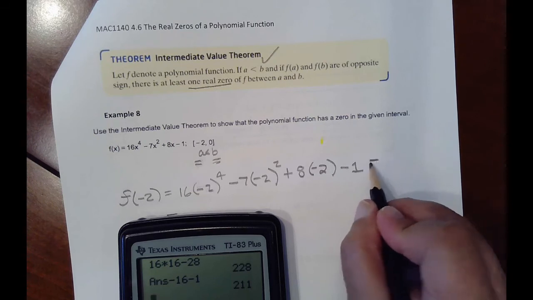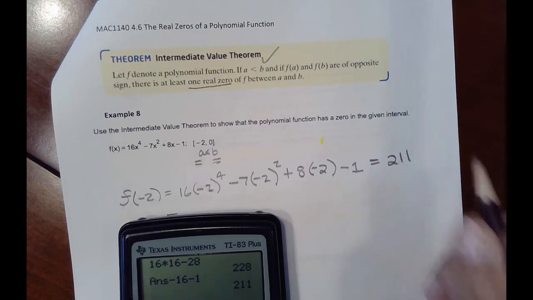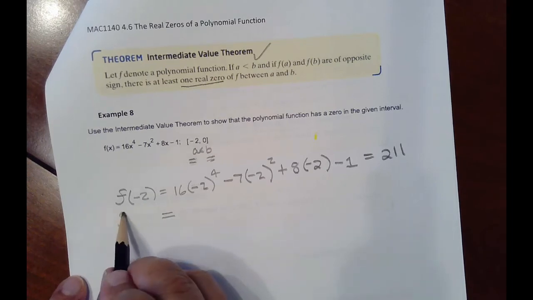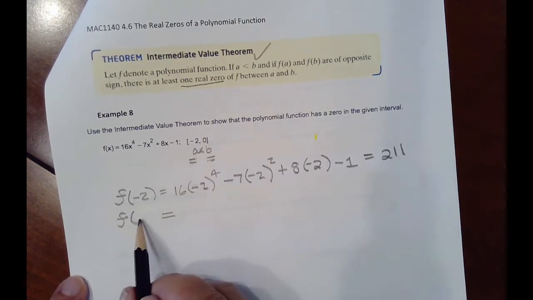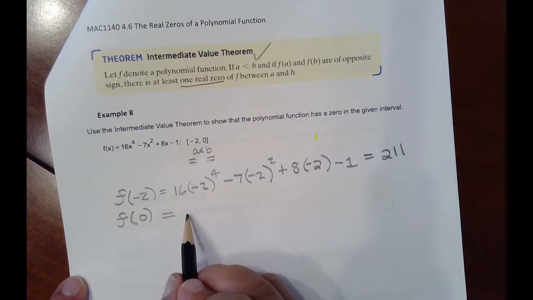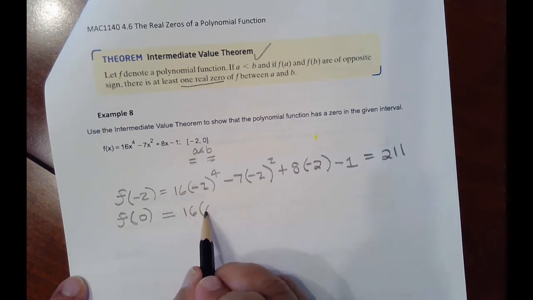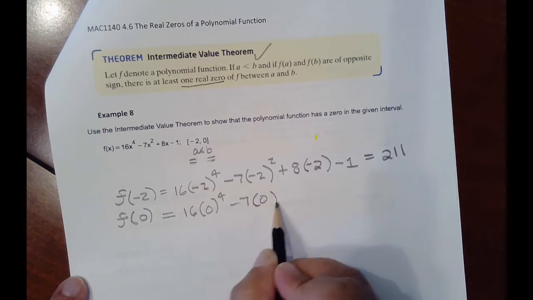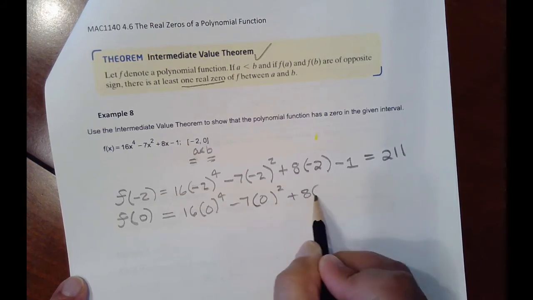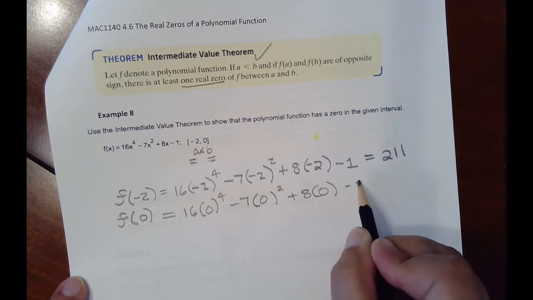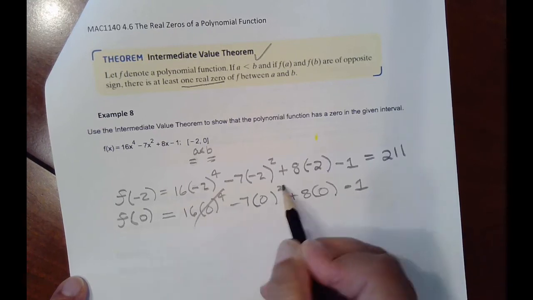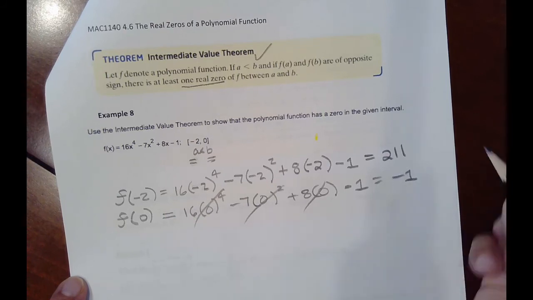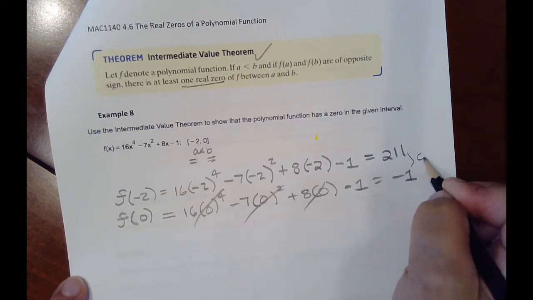Okay, so for this I got positive 211, and now I'm going to evaluate at the bigger value. 0 is bigger than negative 2. This one will be easy though because there's zeros, so it's going to wipe out all these terms where I'm plugging in the 0, the first, second, and third term. So all that's left is just negative 1.